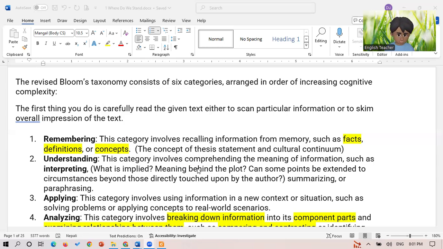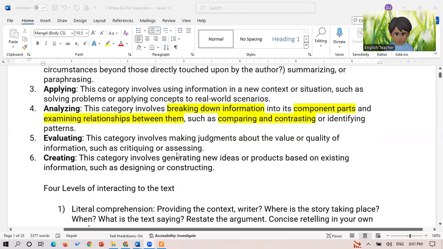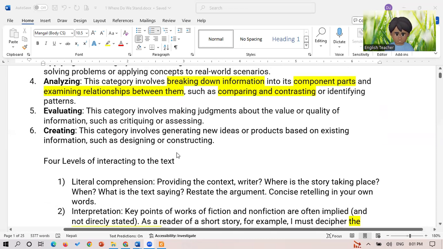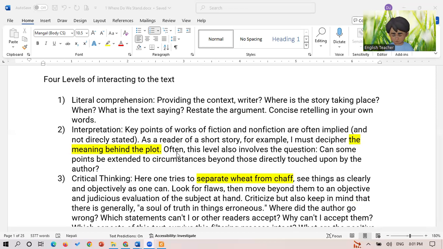And I also talked about Bloom's taxonomy of educational objectives, where I said that as we read, we need to remember what we read, we need to understand what we read, we need to apply what we understand, we need to analyze the components of what we read, we need to evaluate, and finally, we need to create something out of our reading. Now, in this video, I'm going to talk about the 4 levels of interacting to the text.